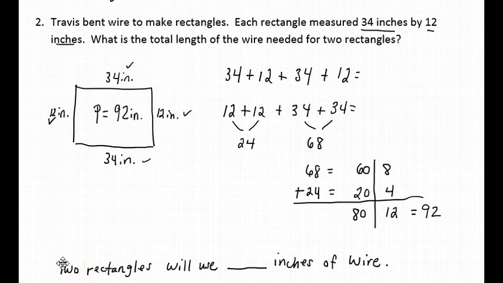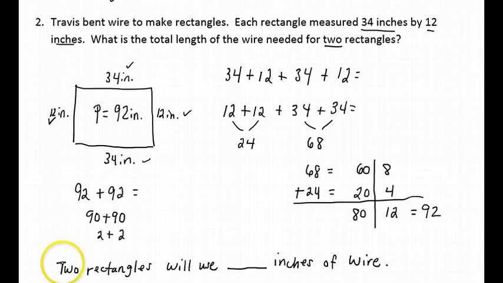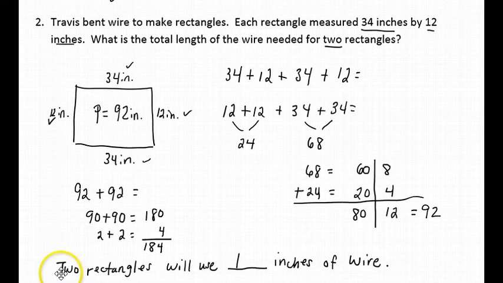But I need 2 rectangles. So now I'm going to add 92 plus 92 to get my final answer. Well, I can look at this as 90 plus 90 and 2 plus 2. 90 plus 90 is 180, 2 plus 2 is 4, so my final answer is 184. 2 rectangles will use 184 inches of wire.